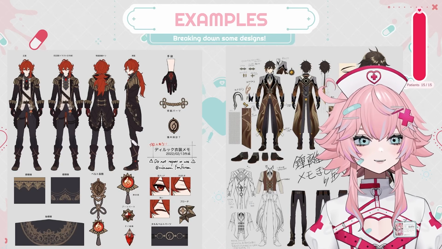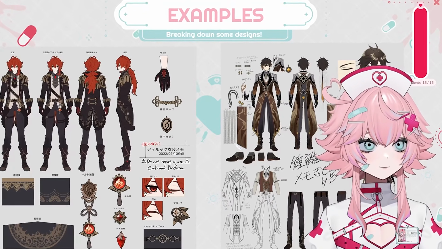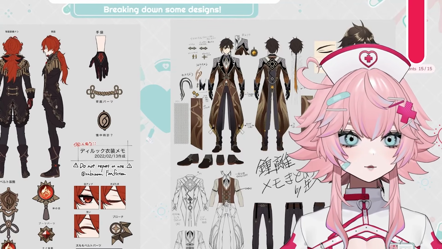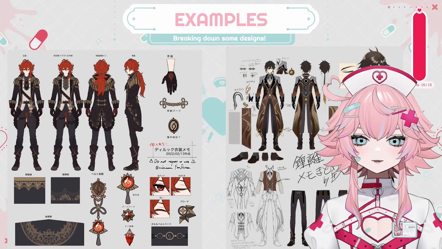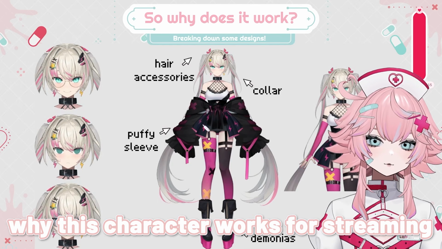Your design isn't necessarily bad just because it's quote-unquote bad for streaming, if you get what I'm saying, okay? Because these character designs are very good. These are good character designs, but I just don't think they would work as well for streaming. And let's move on, okay? So let's break down why this character works for streaming.